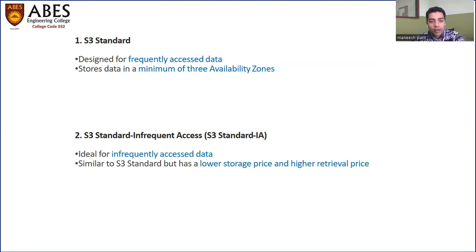Now, the second point in S3 standard says that it stores data in a minimum of 3 availability zones. It means your data is duplicated 3 times, or placed in 3 different physical servers. What is the reason? If one server fails due to any natural calamity or any server failure, then the data is stored in the other 2 availability zones and your data is protected. According to the different features of the storage, the pricing is also determined.